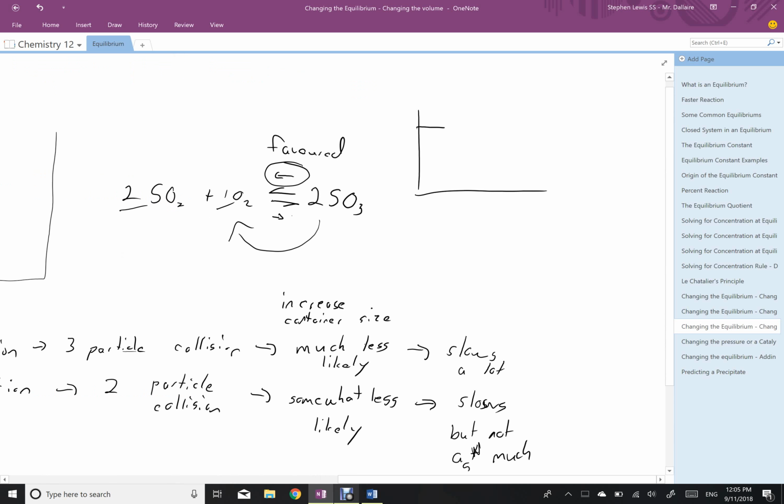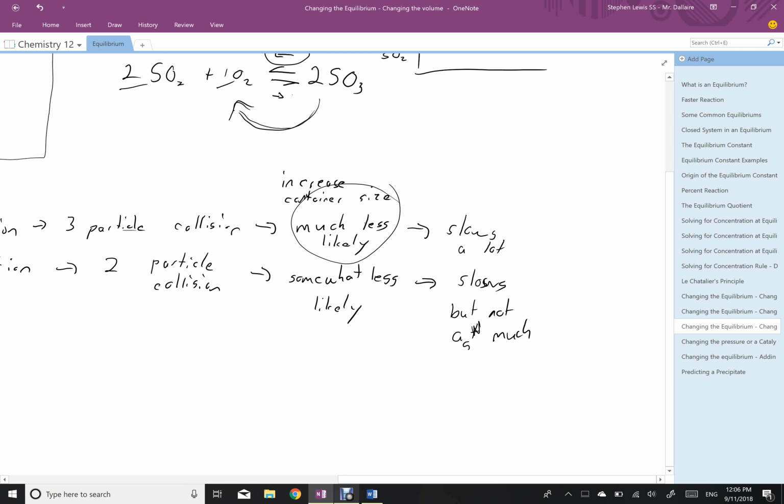If I were to imagine my populations of SO3, SO2, and O2 having become stable at some equilibrium value, and then the pressure or the volume is increased, since I have 3 particles on this side and 2 particles on this side, the increase in volume decreases the pressure, so the system tries to recreate more pressure by shifting to the side with more particles, causing more O2 to be produced and more SO2 to be produced, and using up some of our SO3 until a new equilibrium is reached, where, despite the fact that these collisions have become less likely, the concentration of those species has been increased to the point where that reaction rate becomes equal to the backwards reaction rate again.